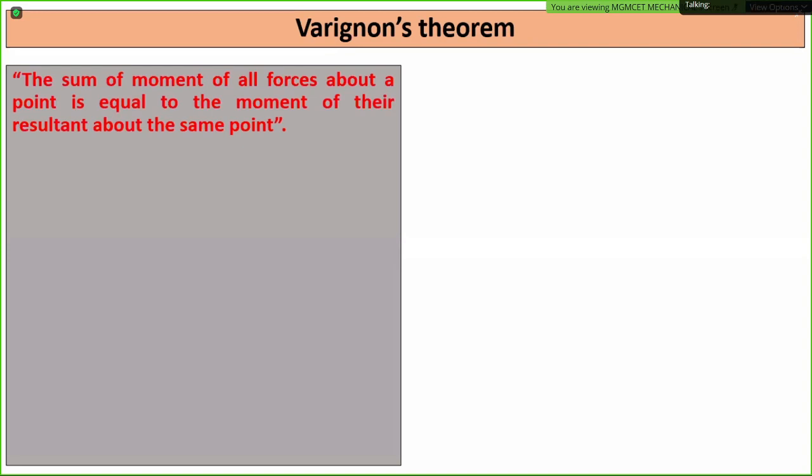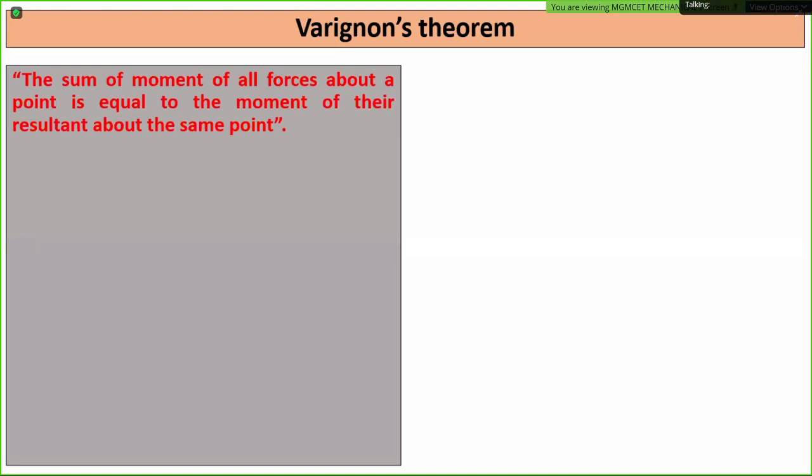If in a system 4 forces are acting, all the forces will contribute some rotation. All the forces will be having some moment. So moment of F1, moment of F2, moment of F3 and moment of F4. Add कर दो. Sum of moment of all the forces about a point is equal to the moment of their resultant about the same point. यानी if four forces are acting in the system, चारों का एडिशन अगर हम करेंगे मोमेंट का, that must be equal to moment of the resultant.